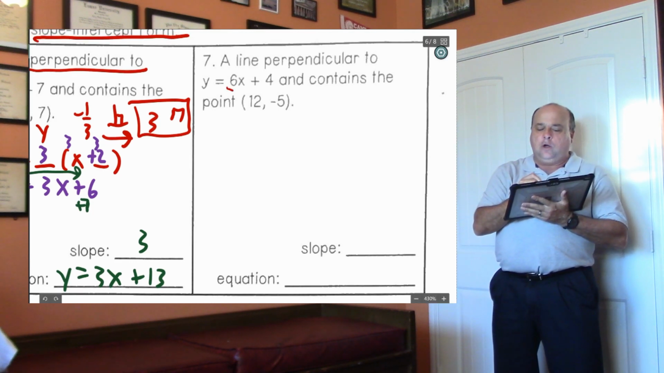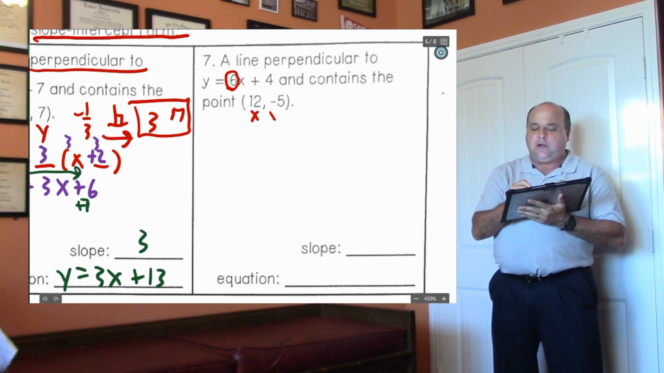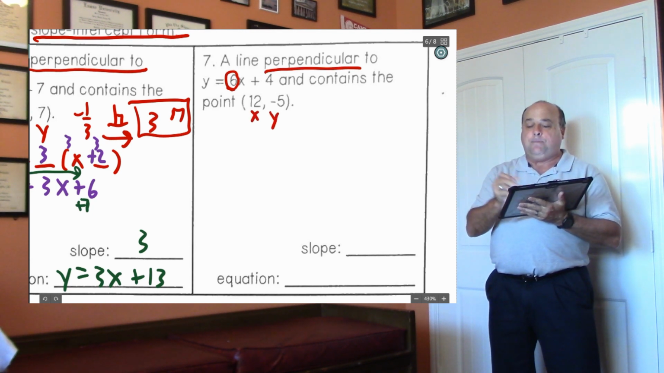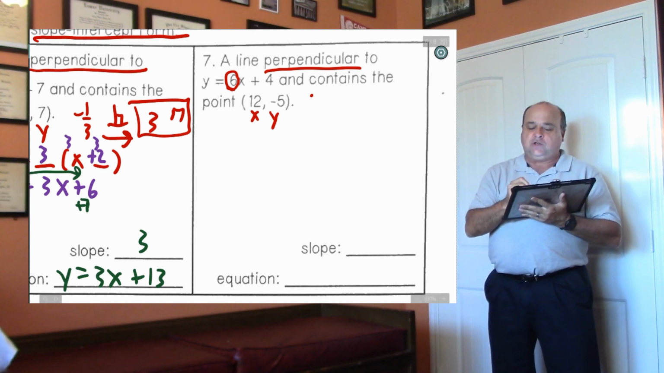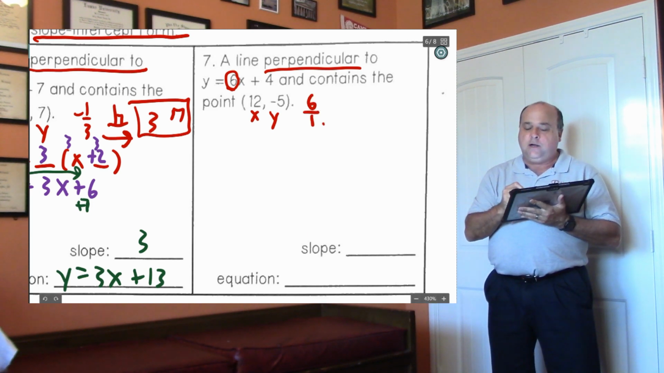Okay, let's go to number 7. So let's find our slope. Our slope is right here, and this is going to be our x and our y. And we want a perpendicular line. If it's parallel, the slope won't change, will it? So our slope is 6. I'm going to put 6 over 1, draw an arrow and put a perpendicular symbol.